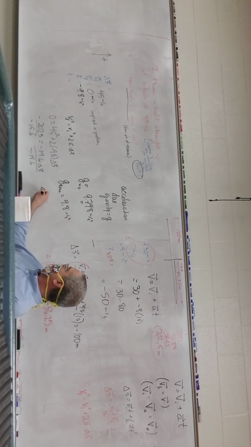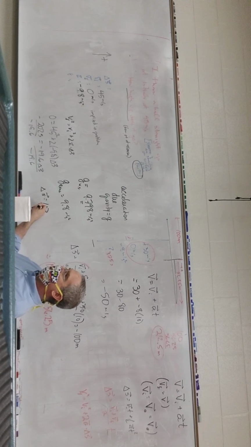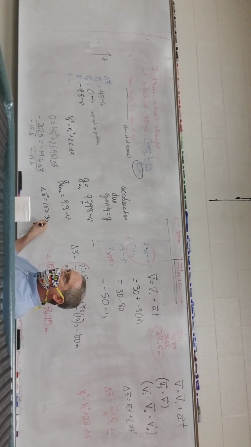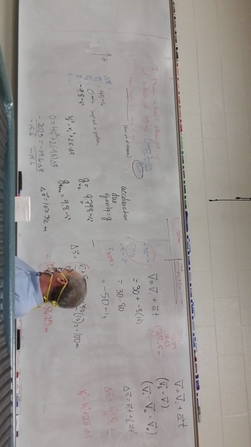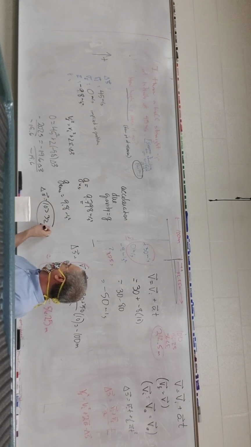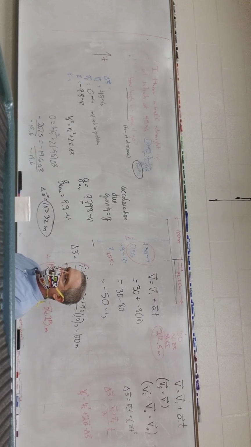So I end up with delta s being 103, how many decimal places do we need to take out? Two. 103.32 meters. And the answer.